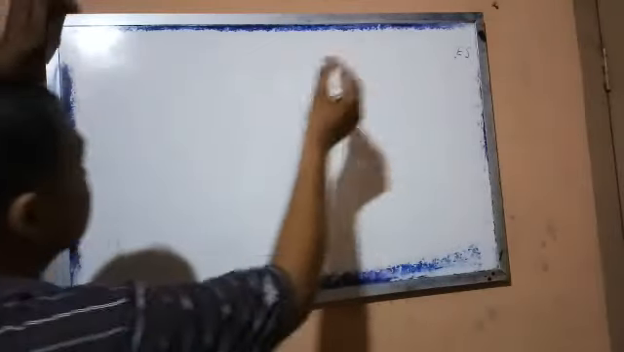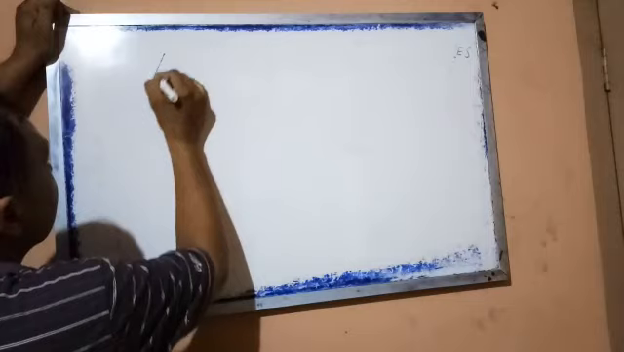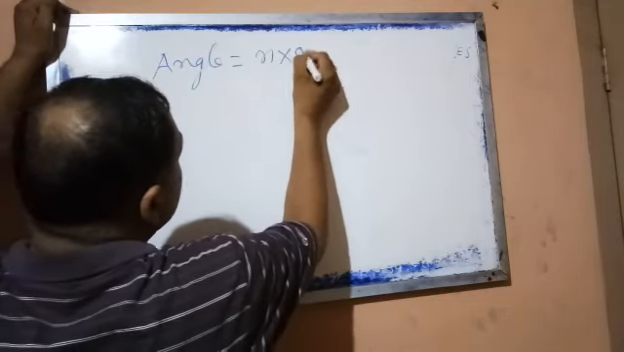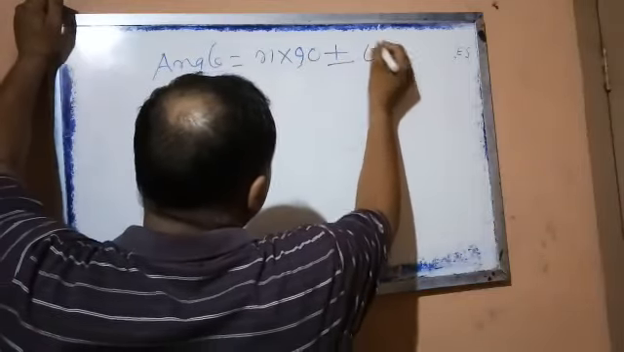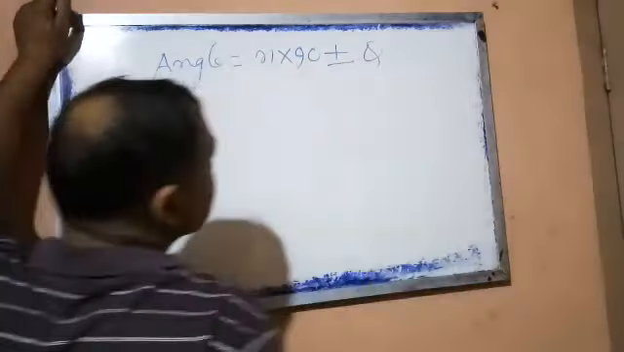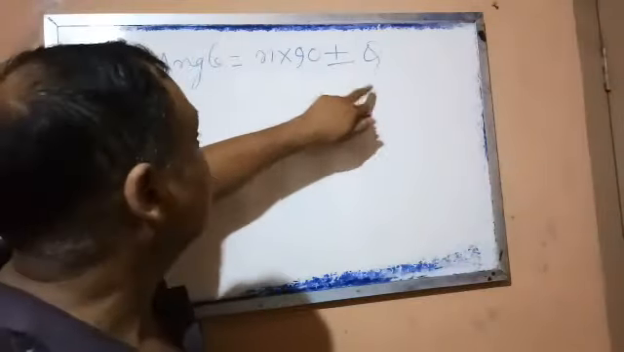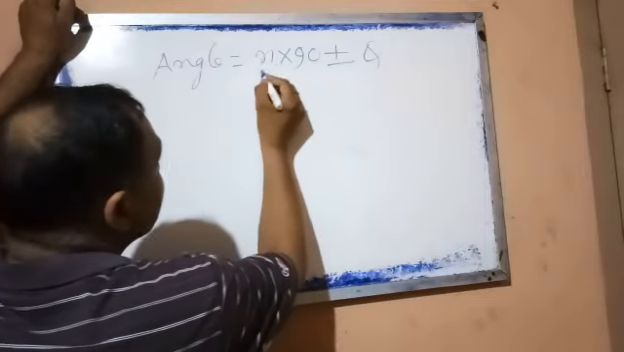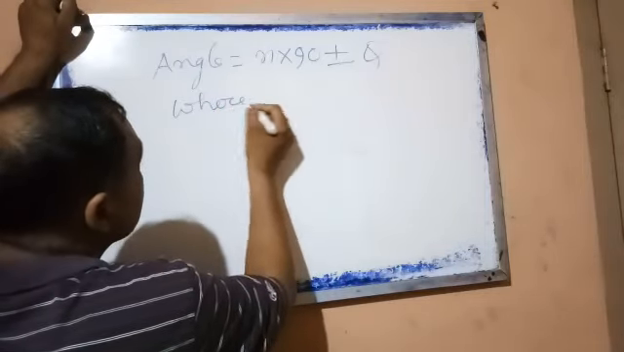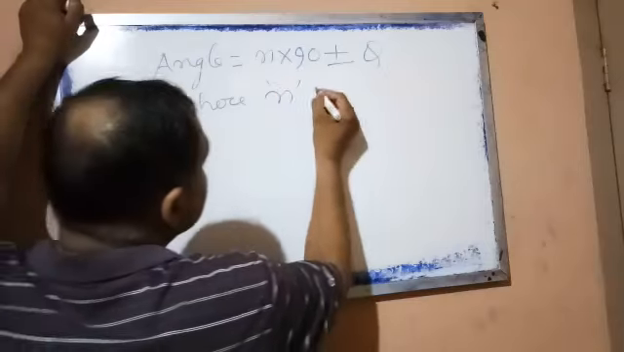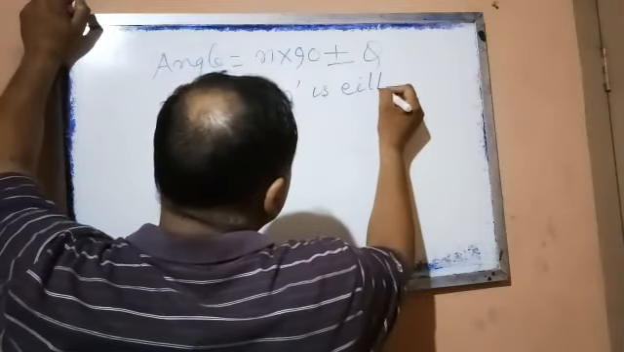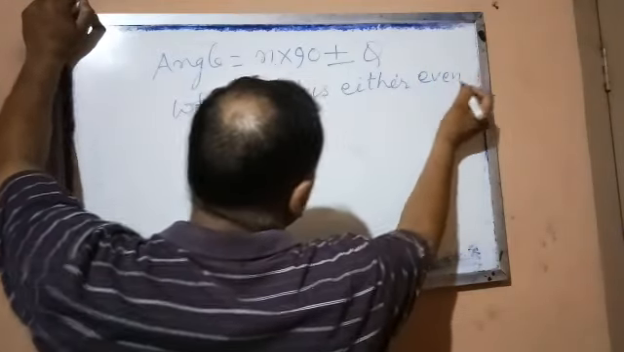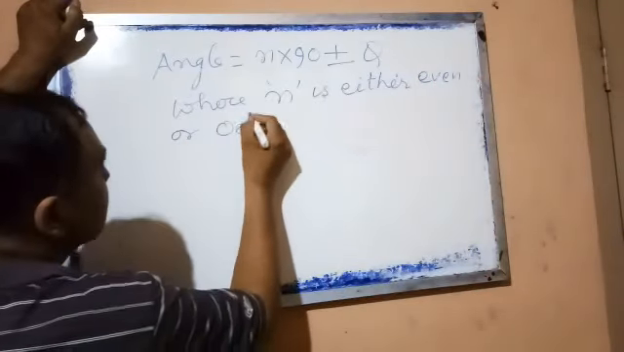The formula for associated angle is: angle equal to n into 90 plus minus theta, where theta is the angle less than 90. Here n is what? Either even or odd.